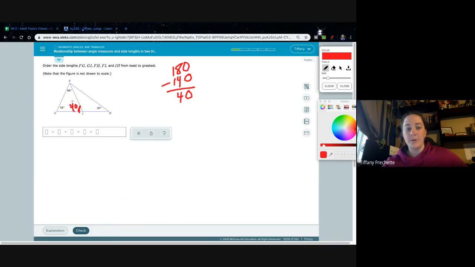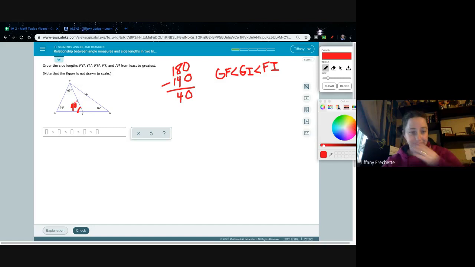So now let's go ahead and put them in order. 40 is the smallest, so I'm going to go here. GF is the smallest. The next one would be across from 66 here, so it would be GI. And then the biggest one here is across from the 74, right here. So this is FI. All right, so now I've put these in order, and I'm going to erase a bit here because it's a little too much to look at for the next triangle. I'm going to put the 40 degrees back.